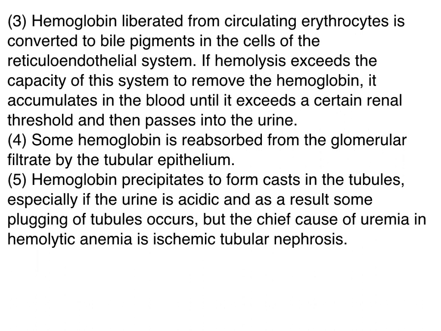Hemoglobin precipitates to form casts in the tubules, especially if the urine is acidic. As a result, some plugging of tubules occurs, but the chief cause of uremia in hemolytic anemia is ischemic tubular nephrosis. في المحاضرة القادمة أو الجزء الثاني نكمل المسببات أو the principal manifestations of urinary system diseases.